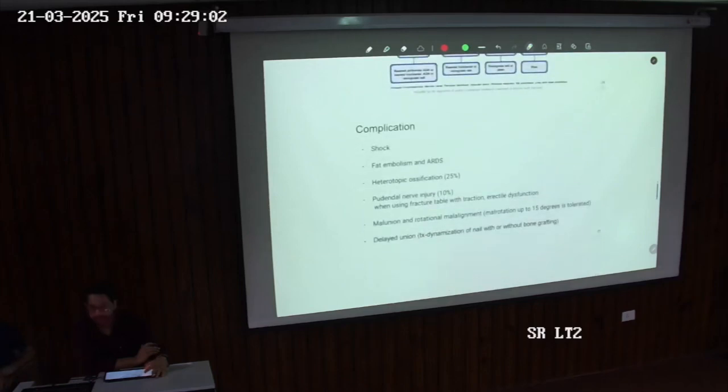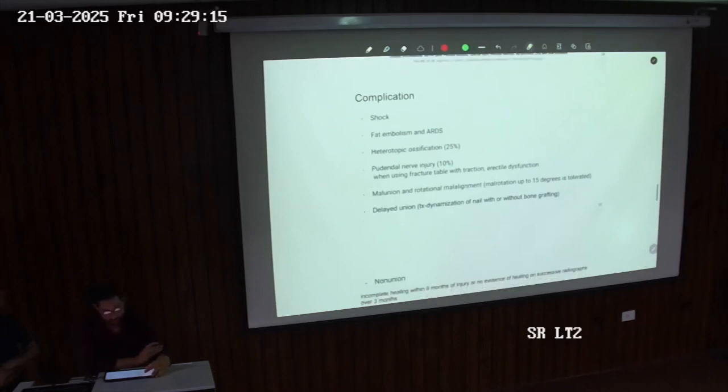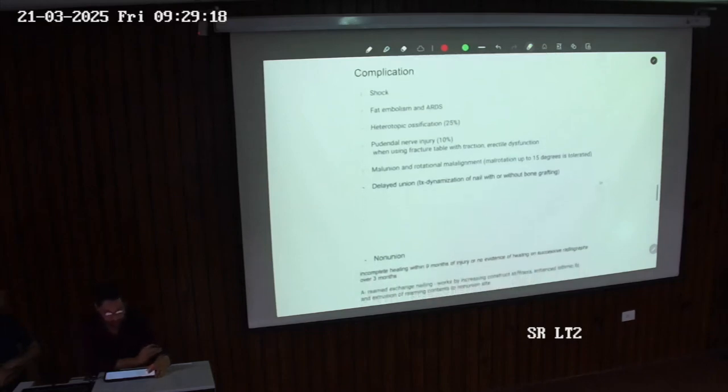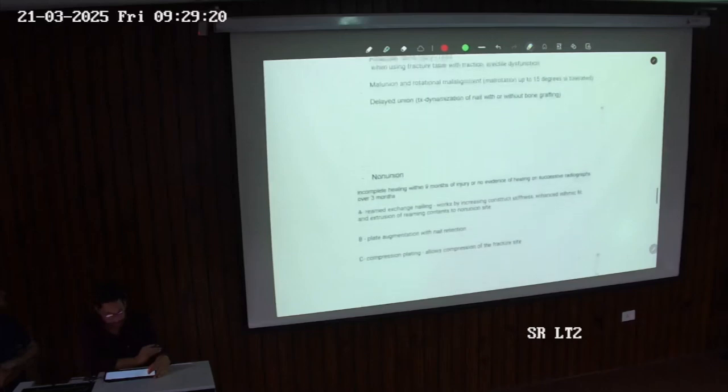The complications that we can mainly see here: shock, fat embolism, acute respiratory distress syndrome, heterotopic ossification, pudendal nerve injury, malunion and rotational malalignment, and delayed union.